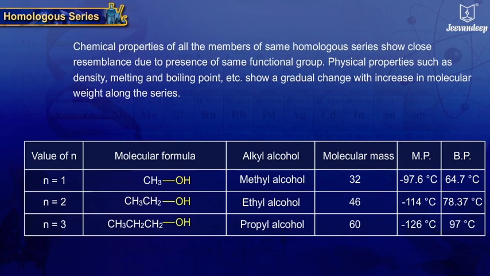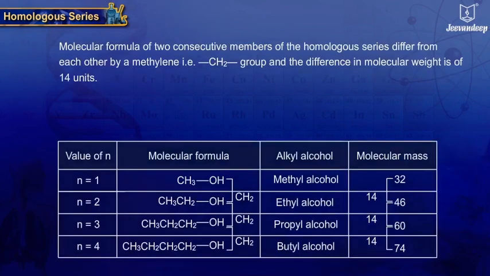Physical properties such as density, melting and boiling point, etc. show a gradual change with increase in molecular weight along the series. The molecular formulas of two consecutive members of the homologous series differ from each other by a methylene, that is CH2 group, and the difference in molecular weight is 14 units.